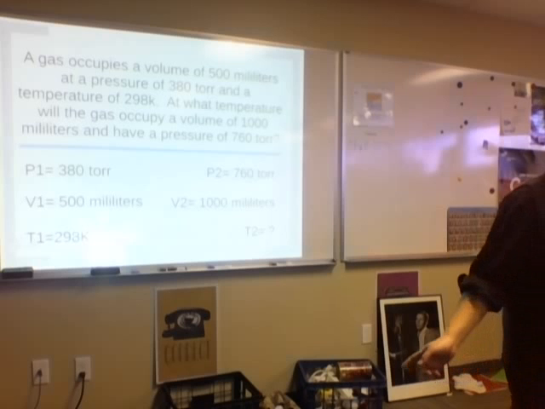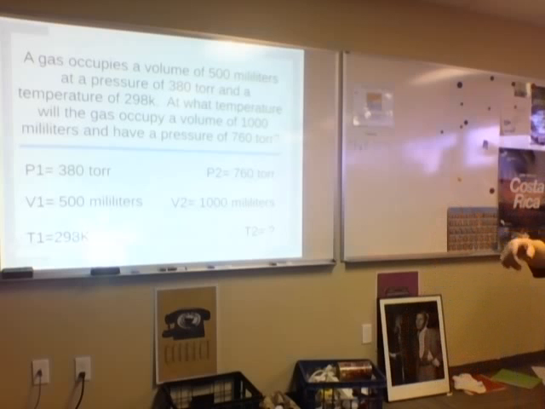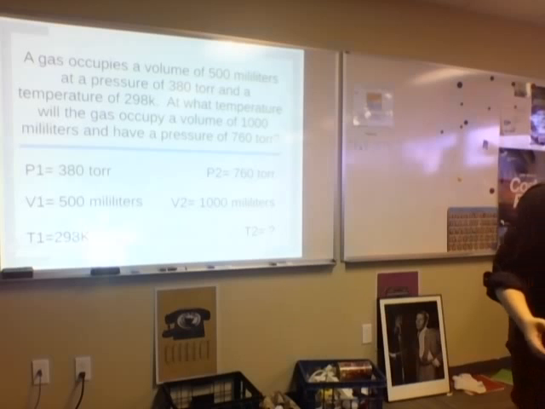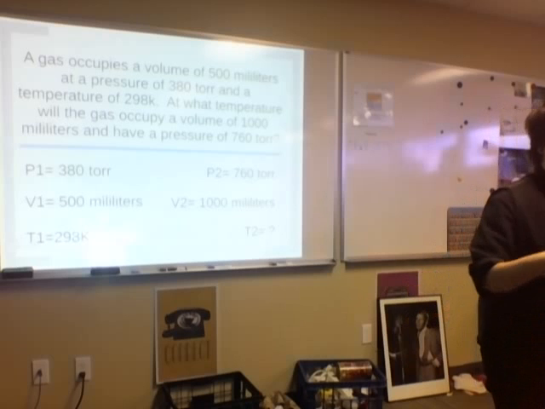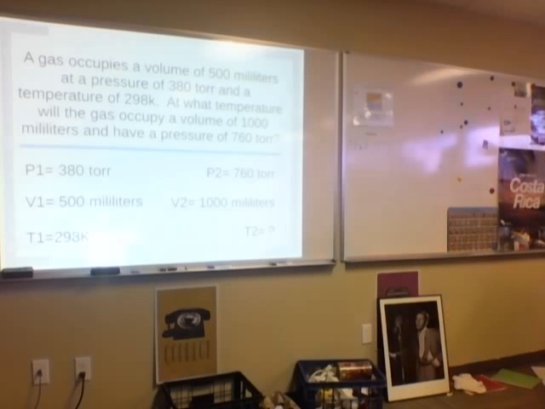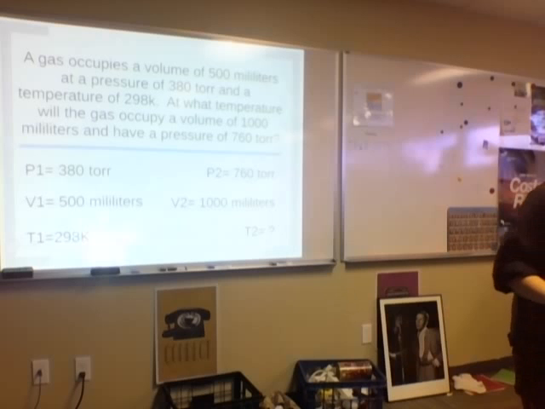For this equation, our initial pressure is 380 torr, our initial volume is 500 milliliters, and our initial temperature is 298 Kelvin. When we get temperatures, if we were given a number in Celsius, we would have to convert it to Kelvin, but because the number's already in Kelvin, we don't have to worry about it. Our final pressure is 760 torr, and our final volume is 1000 milliliters, and we are solving for the final temperature.